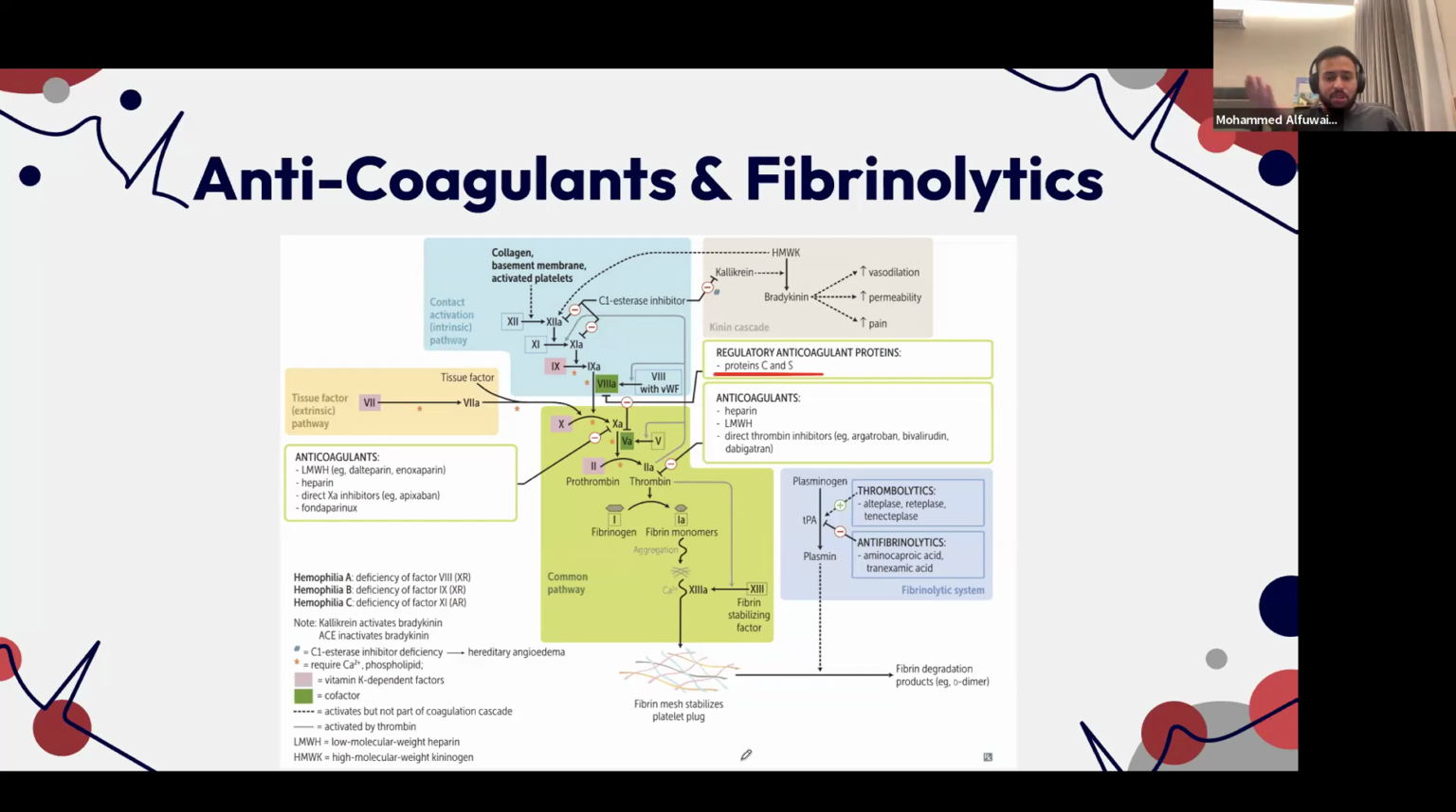What is its side effect? Number one, you can say bleeding, which is correct. Number two is something called warfarin-induced skin necrosis. Okay. And bleeding. Why is skin necrosis important? As I said, it inhibits the vitamin K dependent factors. It's 2, 7, 9, and 10, right? And it inhibits protein C and S.